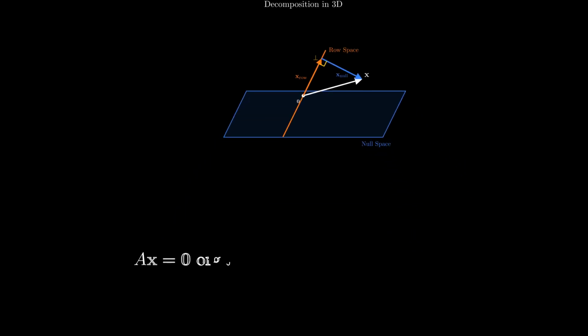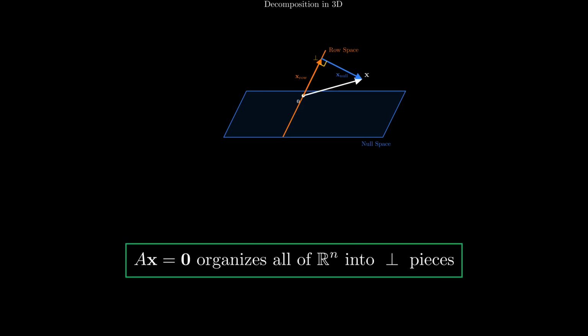So Ax equals 0 may look like a simple equation, but it's really a profound statement about how every matrix organizes all of space into perpendicular pieces with nothing left over.